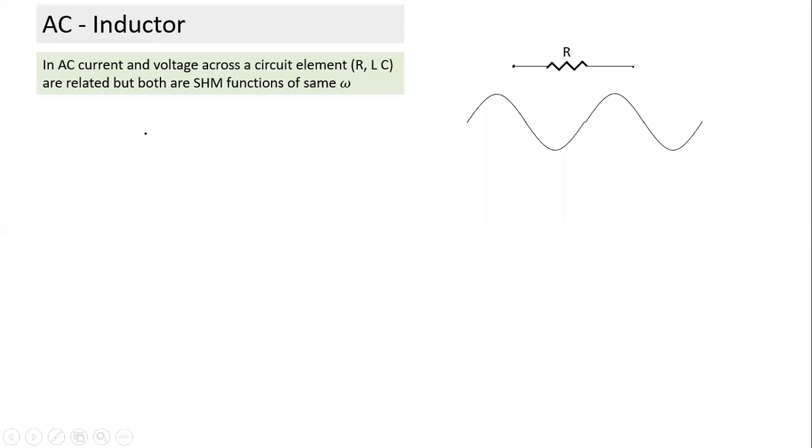So let's understand what happens in AC, with current and voltage across different circuit elements. Whether it's R or L or C, voltage and current are related, and both are varying as a sine function. Understanding the relationship is important here. So let me try to recap this part again. What happens in the case of an inductor?